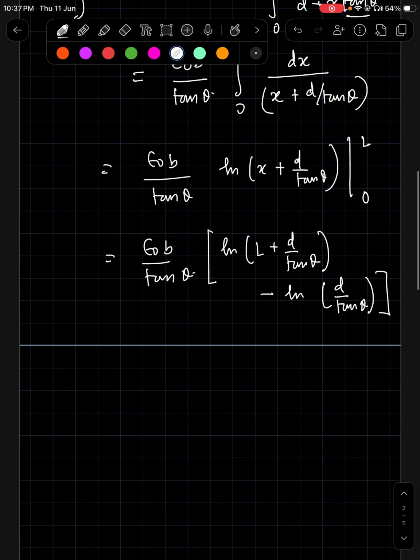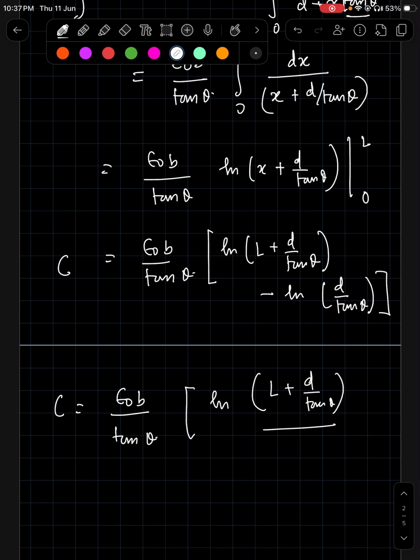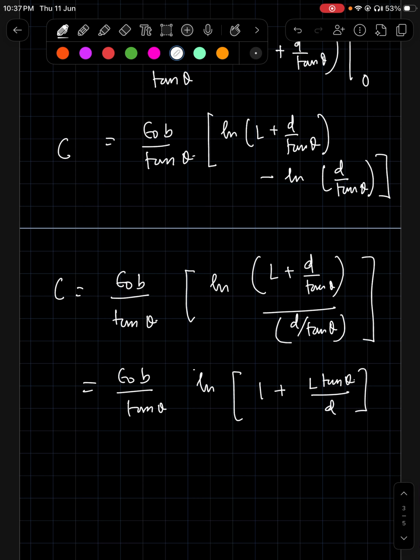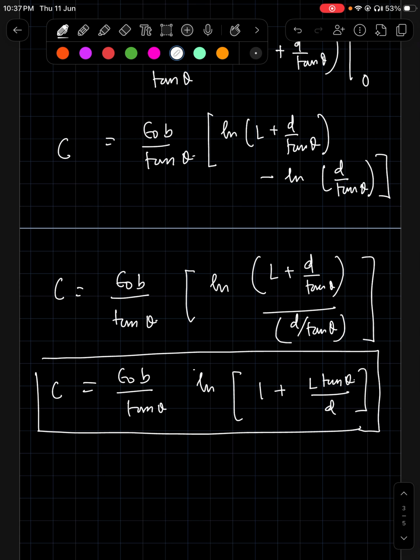Good. So the capacitance finally becomes ε b by tan θ, ln of (L + d/tan θ) by (d/tan θ). Now I'm going to do some more simplifications. So it becomes ln(1 + L tan θ/d). So this is the final expression of the capacitance, what we wanted to get.